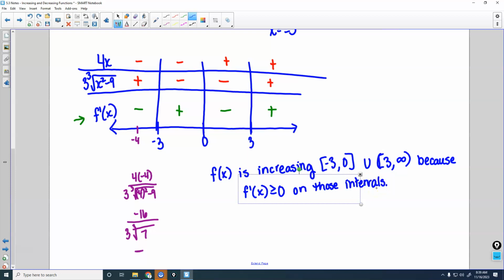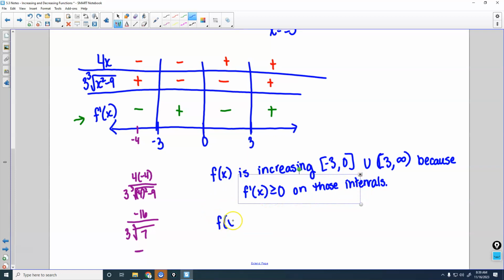You cannot say something like, because the graph is going up for those intervals. You cannot say that, because that doesn't prove anything there. You must use the derivative for your evidence here.